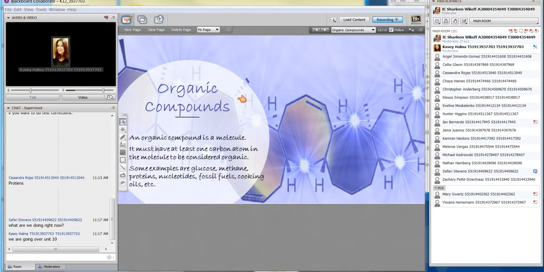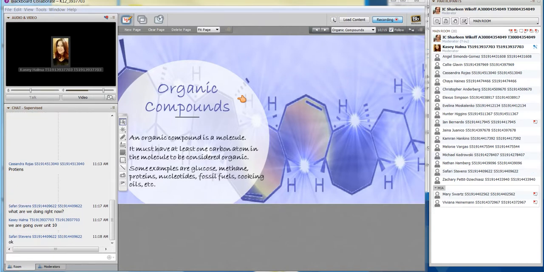And some examples of organic compounds are glucose, methane, proteins, nucleotides, like we were talking about for the DNA, fossil fuels, cooking oils. Those are all things that are organic compounds. Can anybody think of anything else that would be an organic compound? And you can use common everyday terms. They don't have to be glucose and methane, proteins. Using chat, go ahead and give me some organic compounds that you know about.